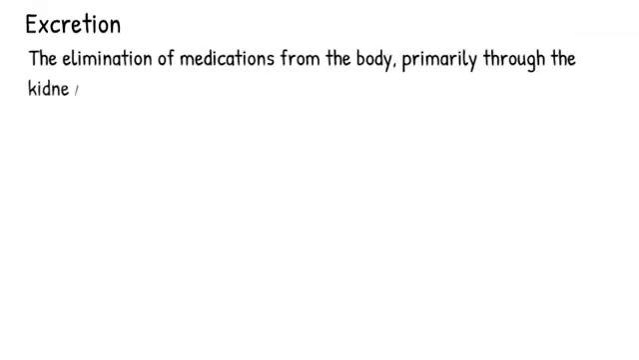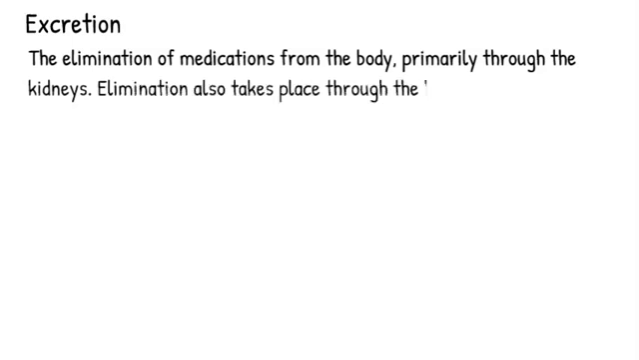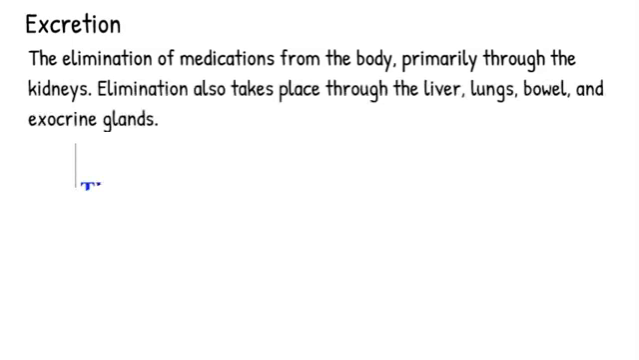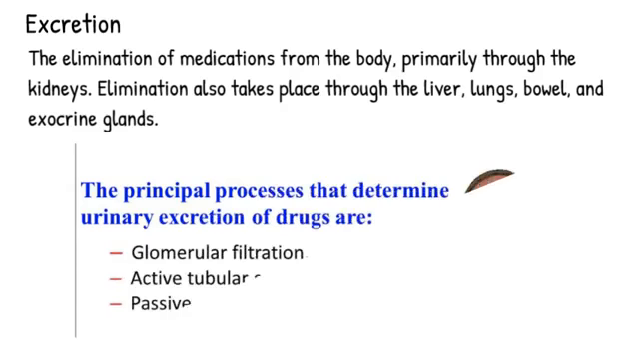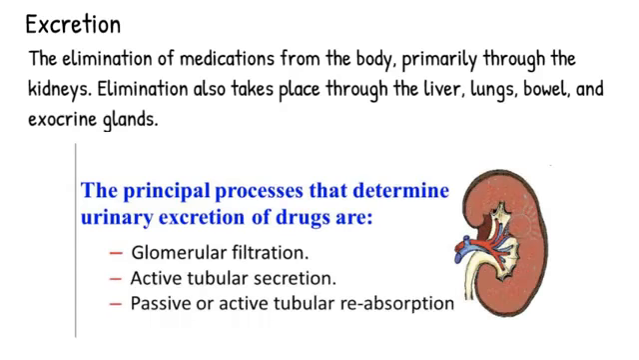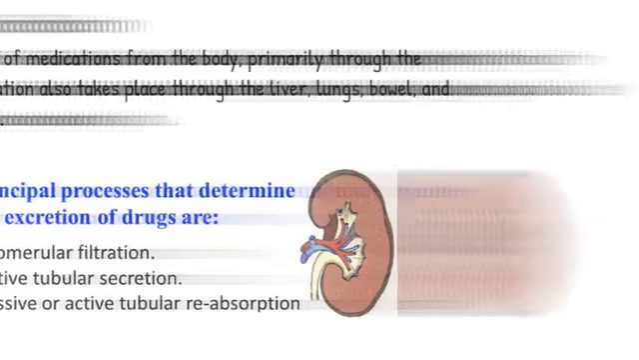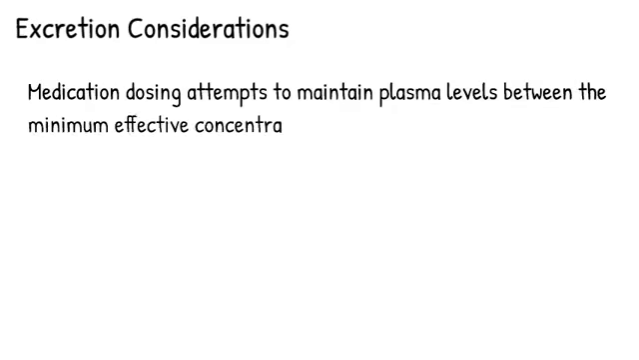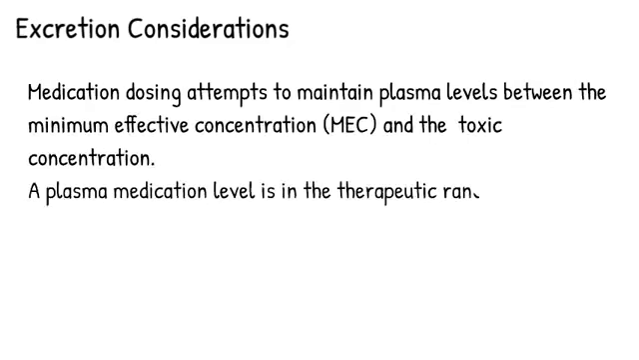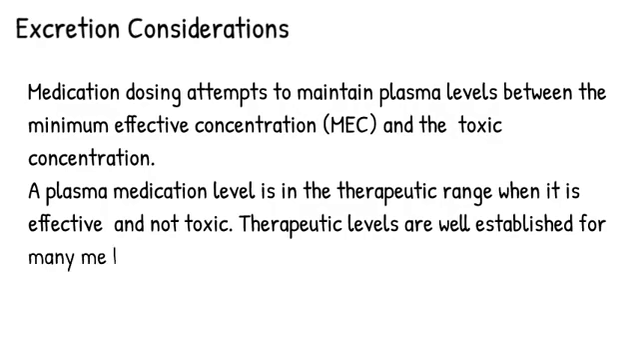So we're moving on from the liver, now we're moving to the kidney. Excretion primarily occurs through the kidneys. Elimination takes place through the liver, lungs, bile, and exocrine glands, but excretion primarily occurs in the kidney. So just like the liver, there are some things that we have to take into consideration with the kidneys and excretion.